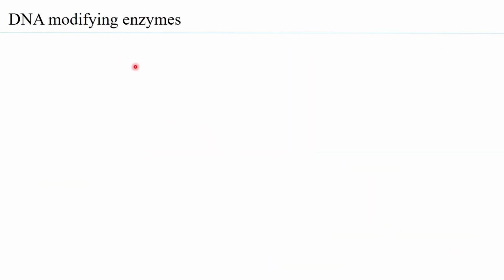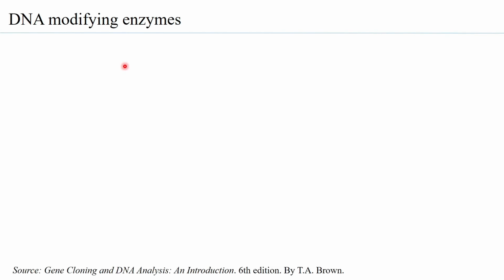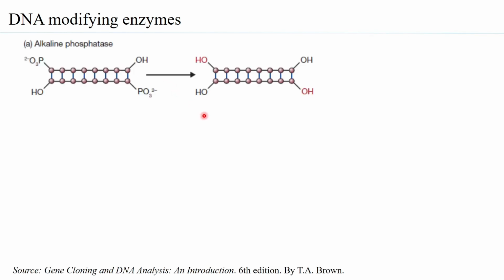Now we go to a few DNA modifying enzymes that are also used in gene cloning. Alkaline phosphatases, for example, are used to remove the phosphate group from the 5' ends of a double-stranded DNA. So you will find that in a double-stranded DNA, if this is the 5' end, for the other strand, the 5' end is at this. So both this phosphate and this phosphate can be removed to get a structure where you have the ends of the double-stranded DNA devoid of phosphates.